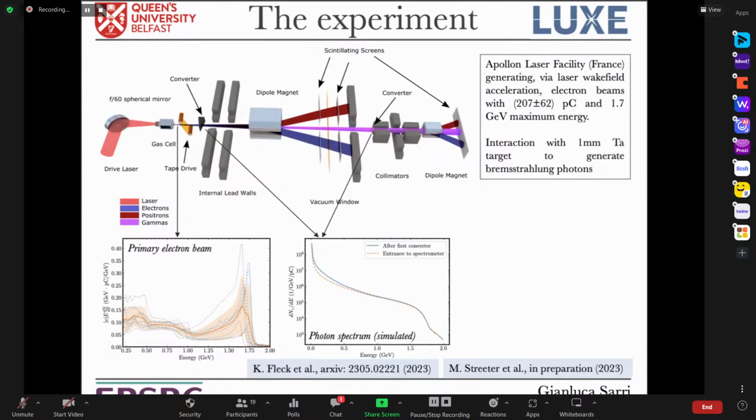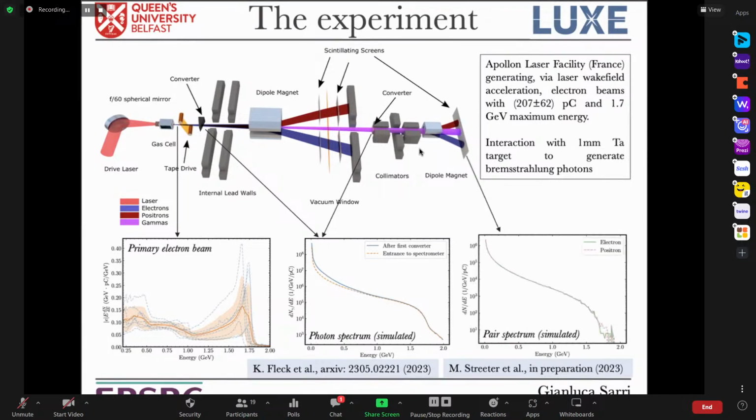Then we had a dipole magnet to separate the electrons and positrons from the main gamma ray Bremsstrahlung beam, which then entered the spectrometer itself. The spectrometer consisted of a converter target, 200 micron or so tantalum, to generate electron-positron pairs, some collimators, and then a magnet to separate the electrons and positrons from the main gamma ray beam. And this is the spectrum that you would expect to measure in the detector.